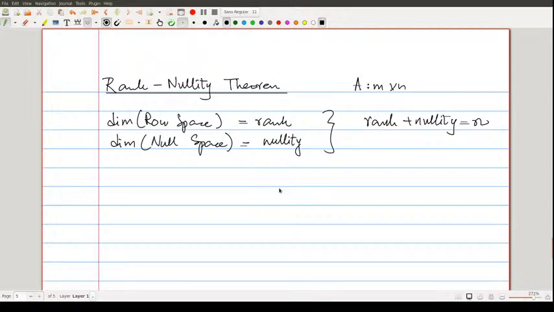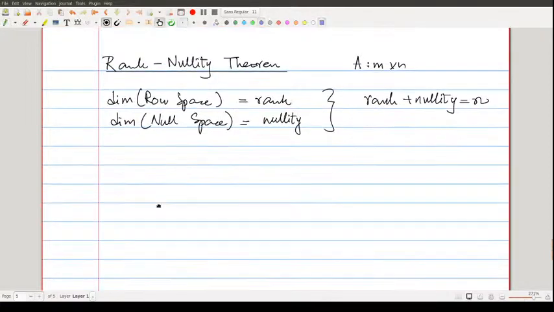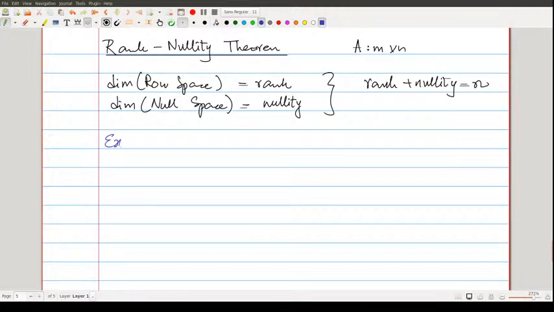Okay. So what's next? Let's do an example. Okay, consider the following matrix: 2, 1, 3, and 4, 2, 6. Okay, I want to determine the nullity and the row space, right? So let's determine that.